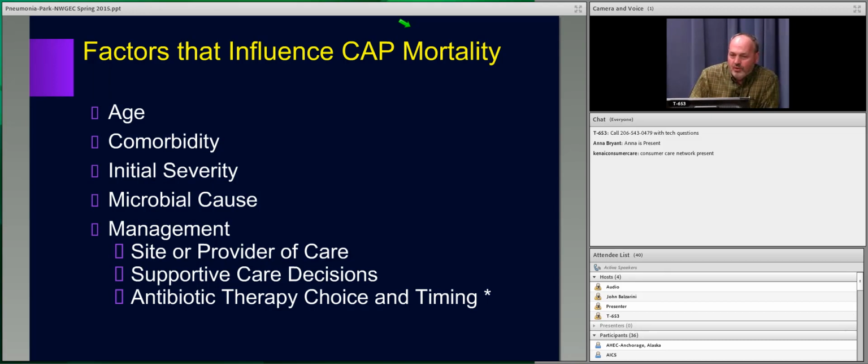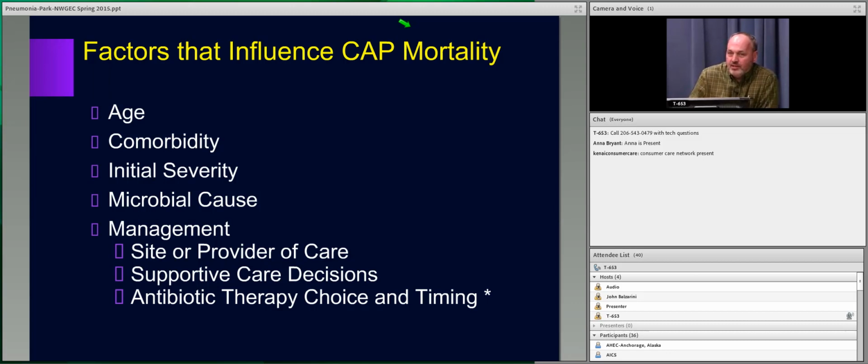So what really influences mortality? Age, again, we're seeing comorbidities, the initial severity, as I mentioned, the microbial cause, and then none of those things are really things that we can do anything about, right? That's how someone comes to see us as a package. They've got all that. We can't change their parents. We can't change whatever bug is causing their pneumonia. We can't change their comorbidities.